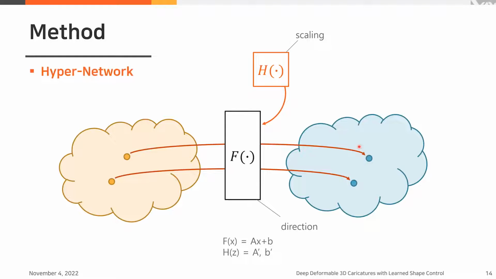So you can think F defines a certain direction to map the orange space into the blue space, and H has a responsibility of controlling this scaling or shifting in the blue space. You know what I'm saying? Or maybe you might ask in the later Q&A session.